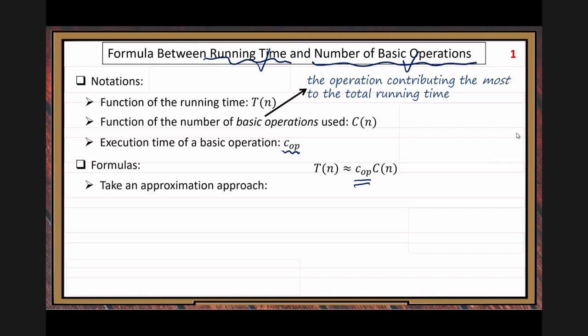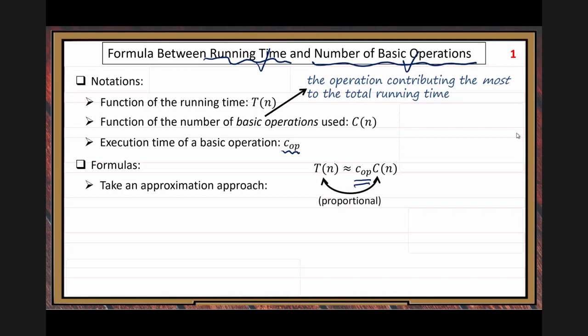But this constant should be associated with the current machine, the machine the algorithm is working on. Because when we move to a different machine, that little c constant will be different.